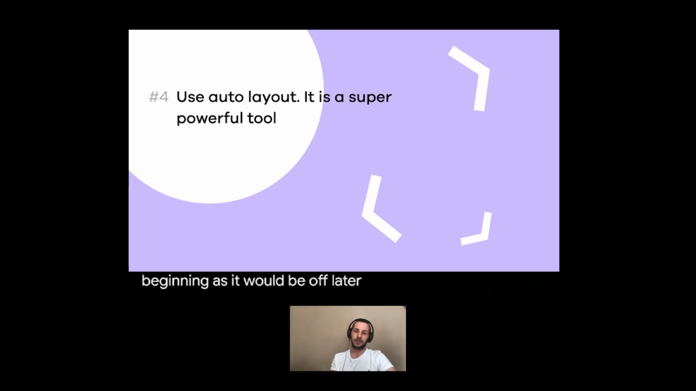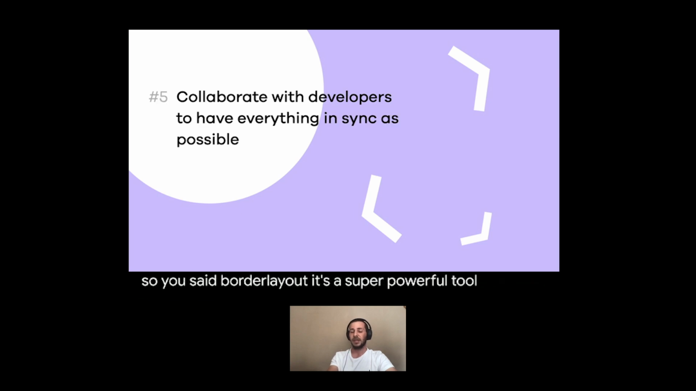I just love auto layout. I would highly recommend using it. If it wasn't for auto layout, we would not have been able to achieve what I just showed you. So use auto layout. It's a super powerful tool. And to close, collaborate with developers to have everything in sync as possible. Developers can be really helpful to us designers, and if it wasn't for the developers in my team, I would have never understood the architecture of the components. So collaborate with them so that we can create a great working relationship between us designers and engineers.